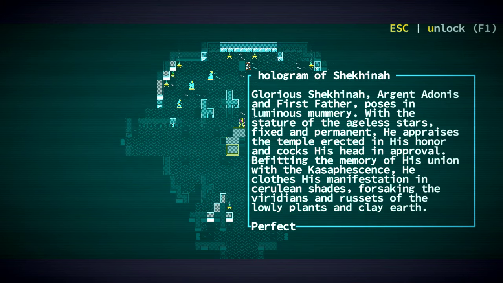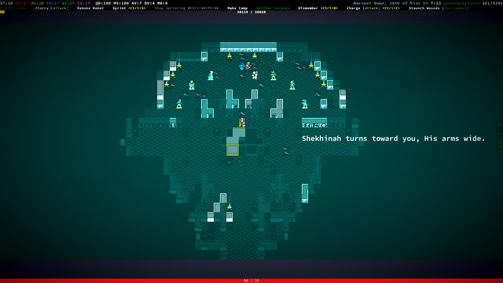Kind of. It's a hologram. Glorious Shekhinah, Argent Adonis and First Father poses in luminous mummery. With the stature of the ageless stars fixed and permanent, he appraises the temple erected in his honor and cocks his head in approval. Befitting the memory of his union with the cassefescence, he clothes his manifestation in cerulean shades, forsaking the viridians and russets of the lowly plants and clay earth. Cool.